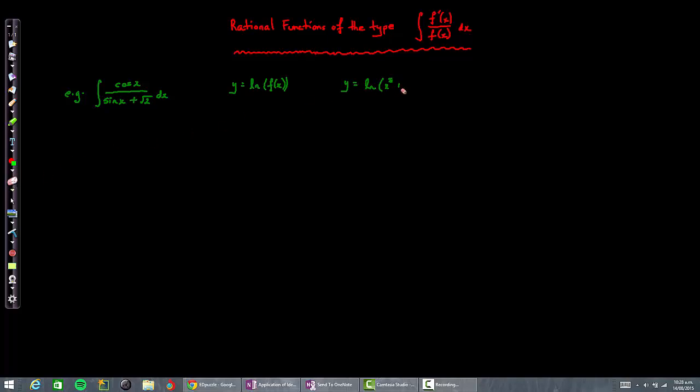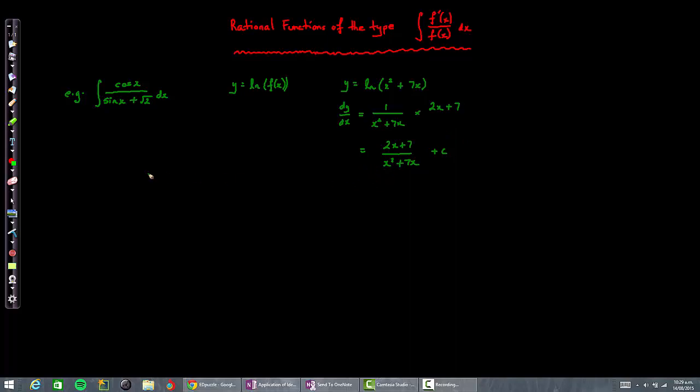Sorry guys, that's a bit messy. Let's tidy that up. Plus 7x. Now when you differentiate that, we're going to get 1 over this function here times the derivative of what's inside, which in this case will be 2x plus 7. So if we put that together, we get 2x plus 7 over x squared plus 7x. Yes, of course, plus c.